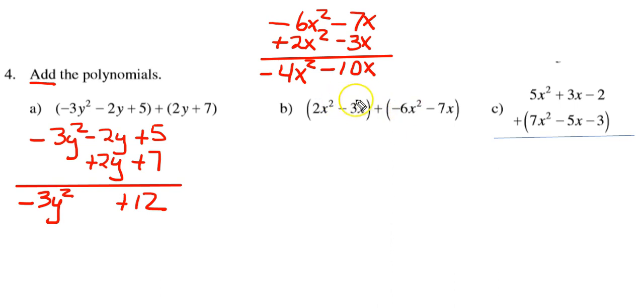Now you could do it horizontally and mentally. But again, I see many students who just kind of lose track of signs and things. You want a way so you get the right answers. These shouldn't be difficult. Now, for letter C, they have it set up vertically already.